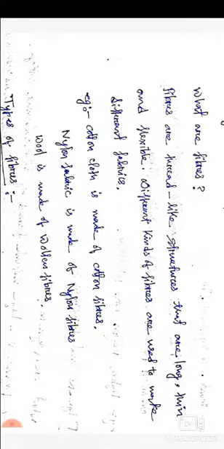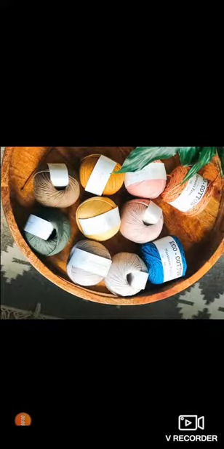Fibers are thread-like structures that are long, thin, and flexible. Different kinds of fibers are used to make different fabrics. For example, cotton cloth is made of cotton fibers. Nylon fabric is made of nylon fibers. Wool is made of woolen fibers, etc. In the picture you can see these are cotton fibers. From this fiber itself the cotton clothes are made.